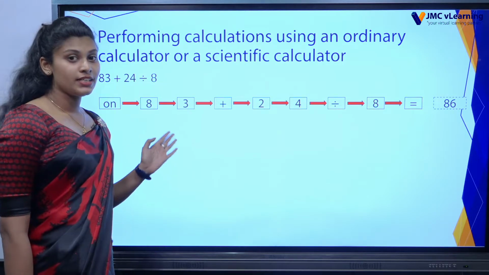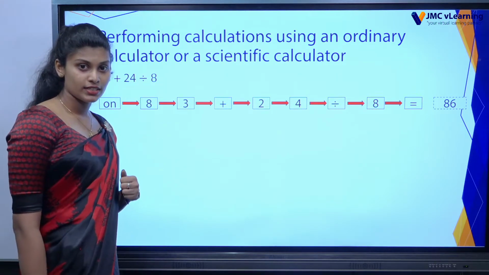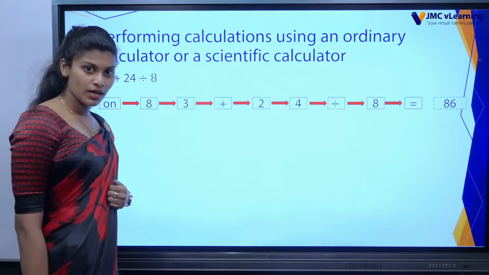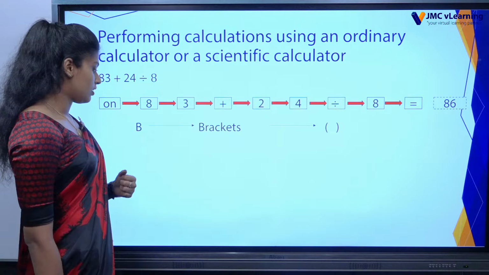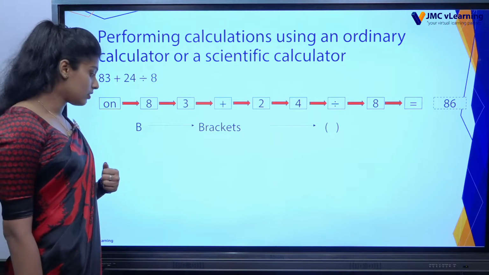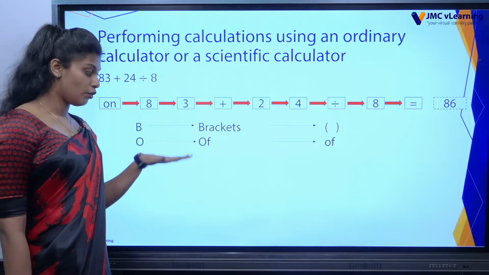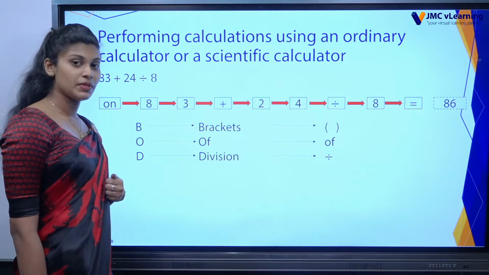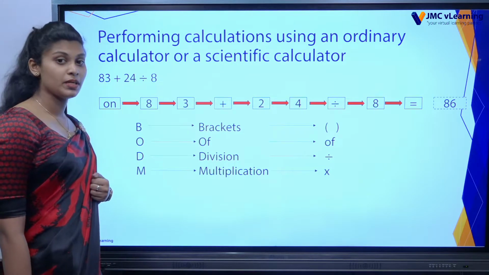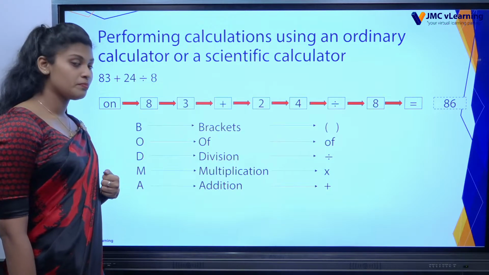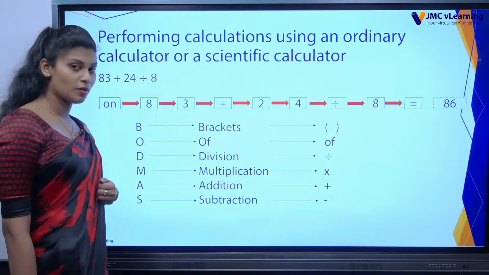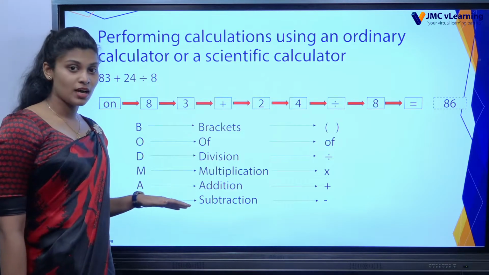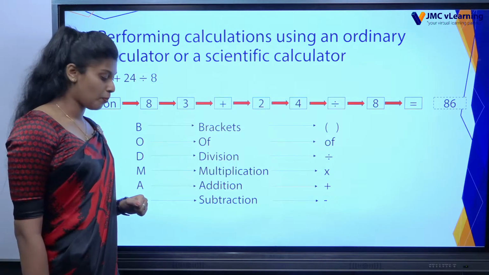But when you simplify this sum using an ordinary calculator, you can't follow this method. When you simplify sums using an ordinary calculator, you have to use the BODMAS method. Can you remember the BODMAS method? B means brackets, O means of, which we also use to multiply, D means division, M means multiplication, A means addition, S means subtraction. You have to follow this method to simplify the sums using the ordinary calculator.